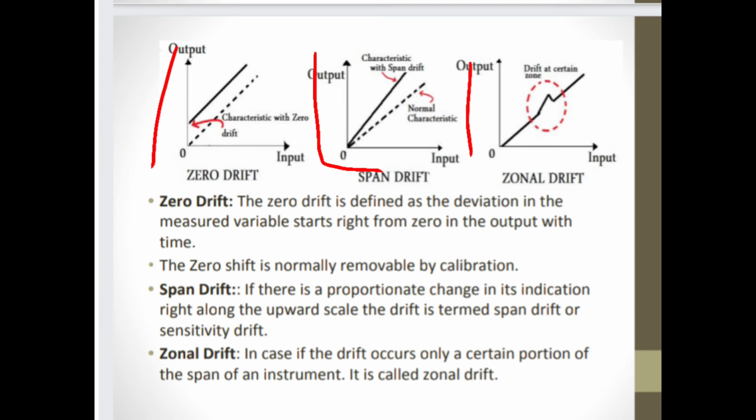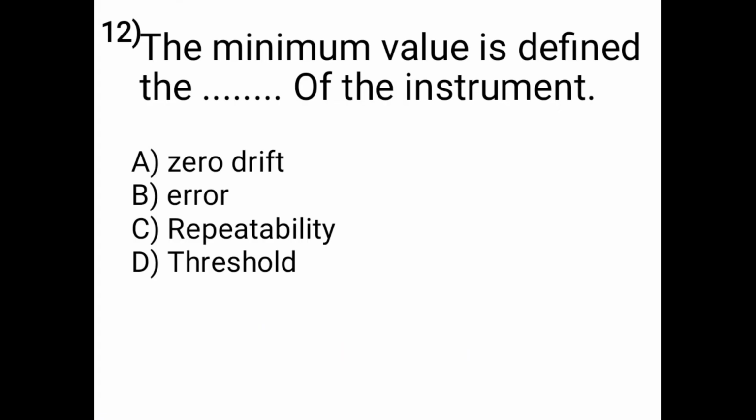Then the next question: the minimum value is defined as the blank of the instrument. Options are A, zero drift; B, error; C, repeatability; D, threshold. The correct answer is option D, threshold. The minimum value is defined as the threshold of the instrument.